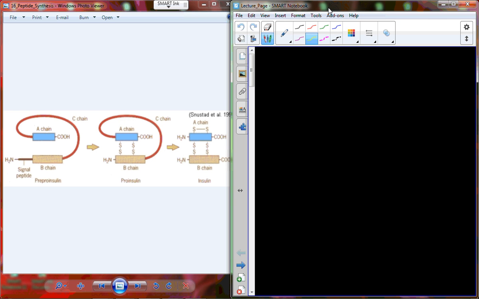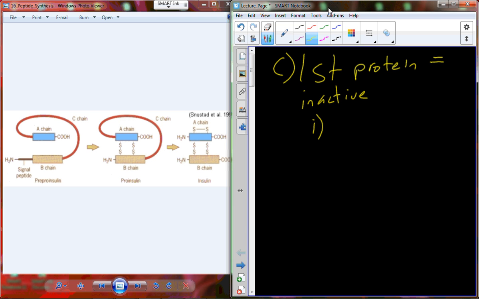Now, typically, whenever we have a situation where we're generating a protein, the initial protein that's produced, so I'm going to call this the first protein, is going to be inactive. And so that means that it's going to have no physiological properties. It's actually not going to be able to cause any sort of physiological change, or if it does cause a physiological change, it is not the protein's main physiological role. This inactive first protein is typically referred to as a pre-pro hormone. Yes, ma'am. So pre-pro hormone.